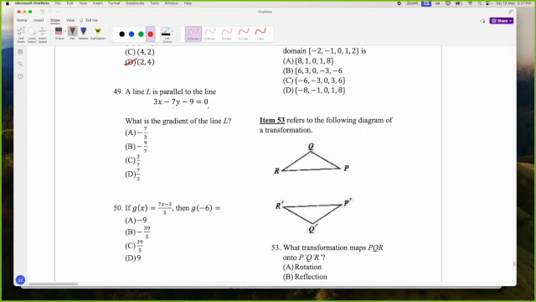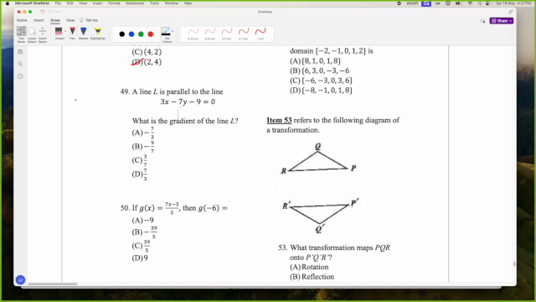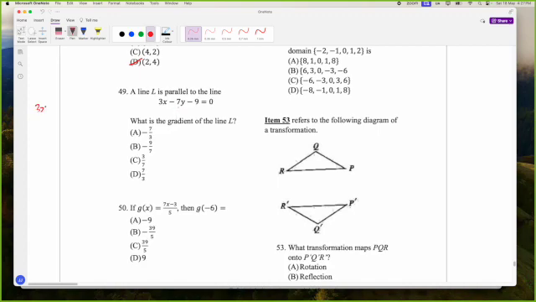Well, the first thing I had to do is put this in the form mx plus c, right? So I have here 3x minus 7y minus 9 is equal to 0. If I throw this across and I throw this across, I'll have minus 7y is equal to negative 3x plus 9. If I throw this negative 7 across, y will be negative 3x all over negative 7 plus 9 all over negative 7.